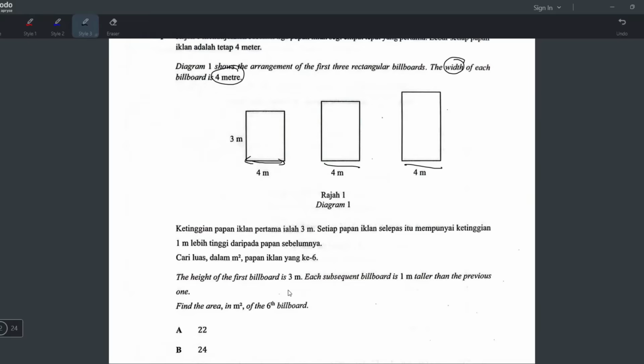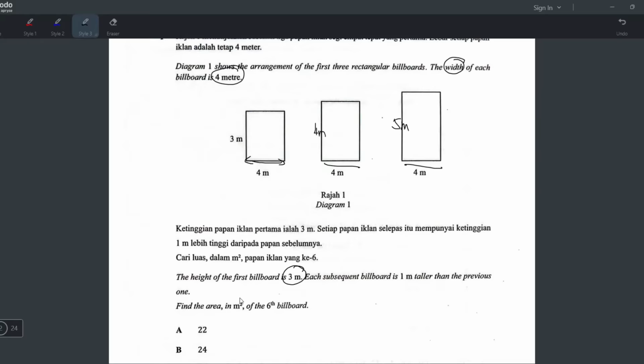The height of the first billboard is 3 meter. Each subsequent billboard is 1 meter taller than the previous one. That means this one is 1 meter taller. So you take 3 plus 1, you get 4 meter, and then 4 meter plus 1, you get 5 meter here. That means this one will become a square already, because it's 4 meter by 4 meter.